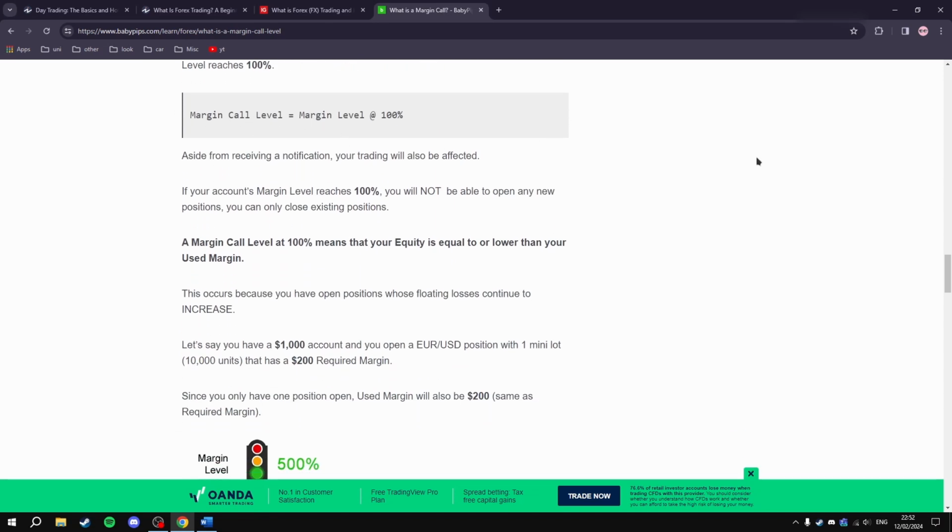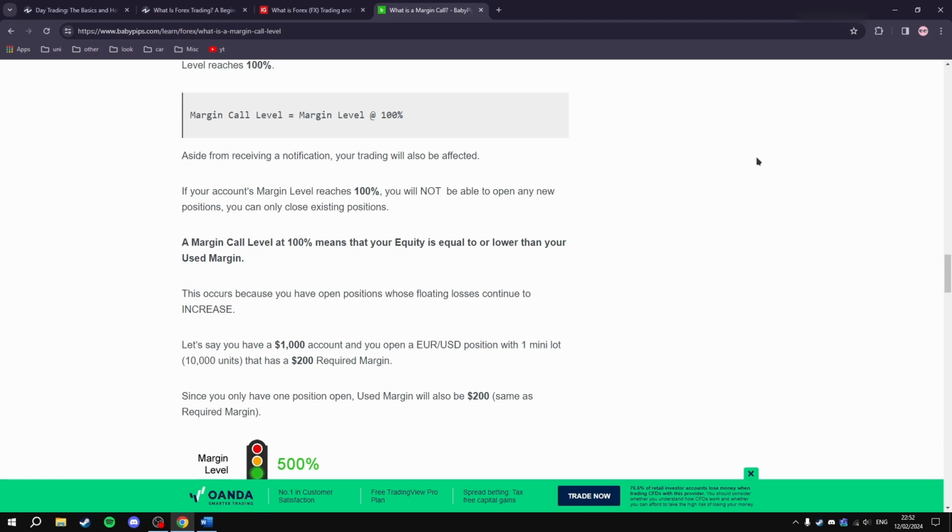Yep. Aside from receiving a notification, your trading will also be affected. If your account's margin level reaches 100%, you will not be able to open any new positions. You can only close existing positions. A margin call level at 100% means that your equity is equal to or lower than your used margin. This occurs because you have open positions whose floating losses continue to increase. So basically, you're losing more trades.